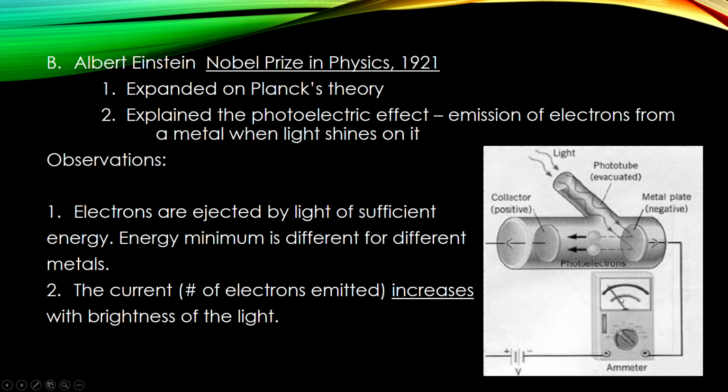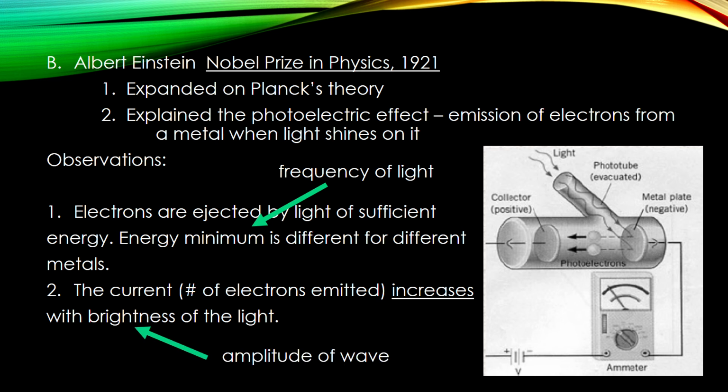And as long as we had light with a certain amount of energy, it would occur. And if I increase the brightness of that light at that same wavelength, I would increase the current with that. So this is what he concluded. Oops, no, I'm sorry. Don't forget his energy minimum. Remember, that is the frequency of light. So there was a specific frequency at which this would happen. And then the current with the brightness, remember, that is the amplitude of the wave.